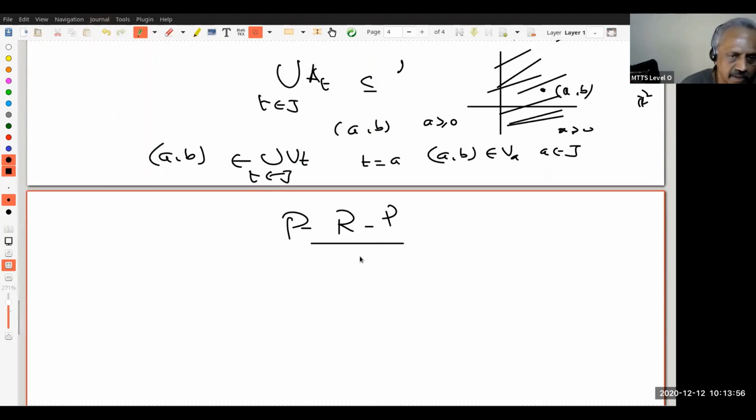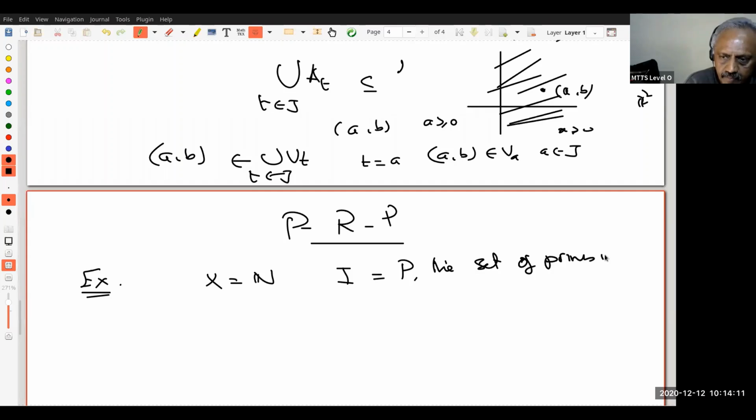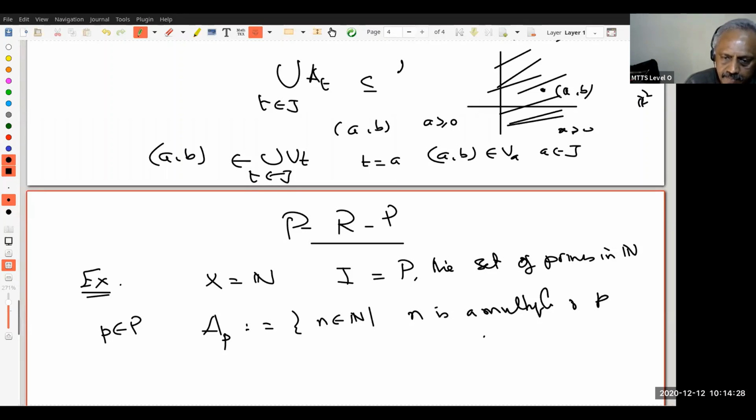Okay. Let us look at one slightly non-trivial, one more example. This geometric example. Now let X equal to N and my indexing set equal to P, the set of primes in N. Now let me define for each p in P, A_p equals the natural numbers n so that n is a multiple of p, or p divides n.